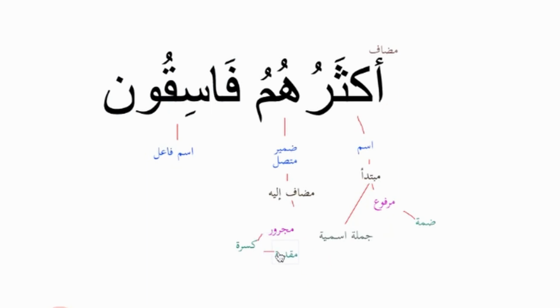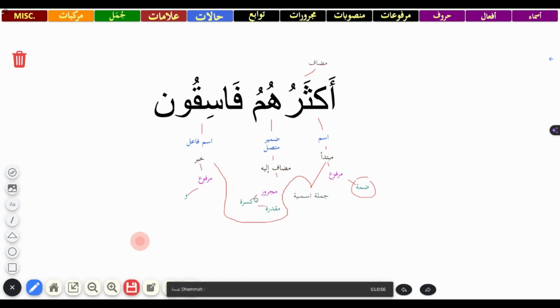Then because this is مضاف إليه, أكثر is the مضاف. Then فاسقون, that ism فاعل, its role is خبر مرفوع in the state of رفع, and because this word فاسقون is a جمع مذكر سالم, a sound masculine plural, the expression of رفع is a واو. So the خبر and the مبتدأ then join together and make جملة اسمية, the nominal sentence. So a more thorough analysis requires that we add in the expressions of the states when we mention the states.